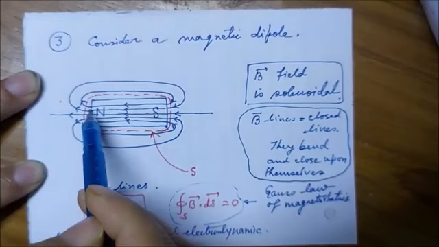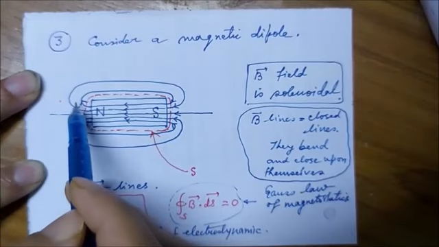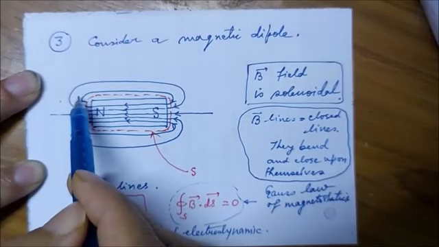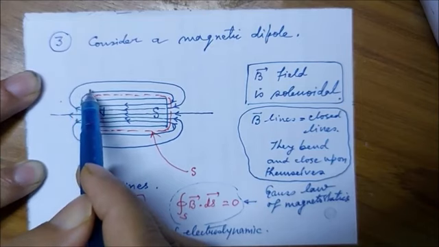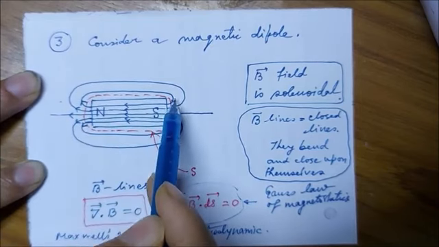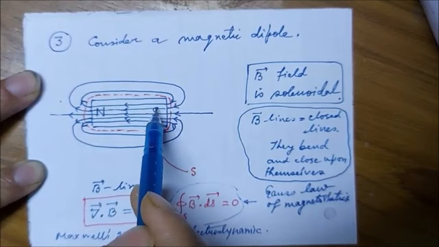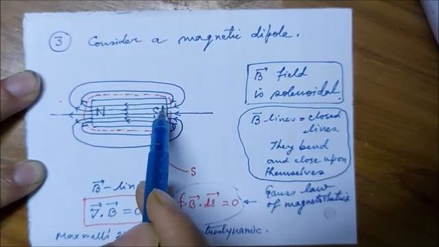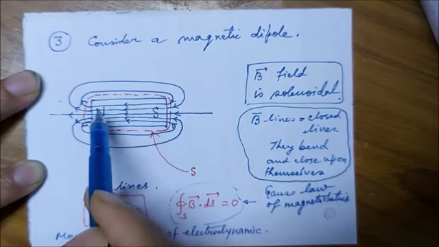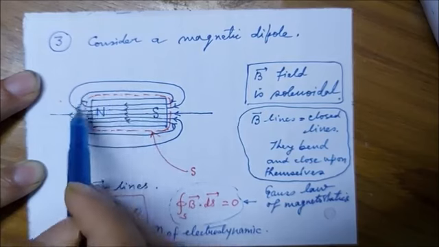The B line emerges out from the North Pole but is attracted by the South Pole, and so there is bending, and finally it enters into the South Pole. Within the magnet, the line continues from south to north, so it is a closed line.